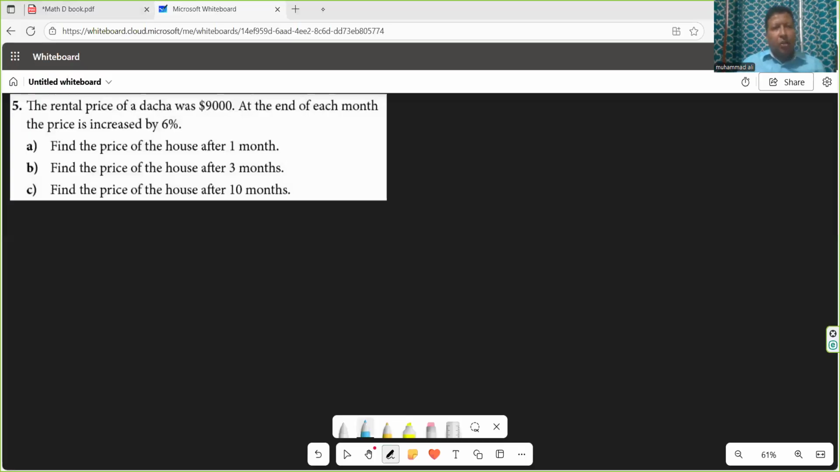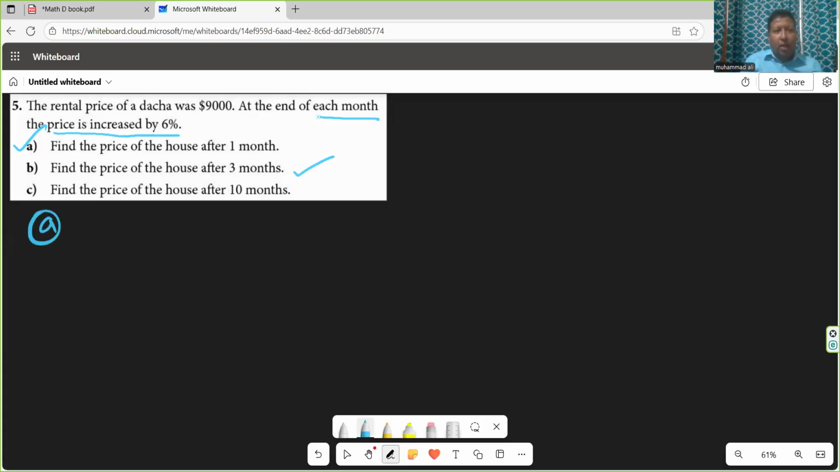The rental price of a house was $9,000. At the end of each month, the price is increased by 6%. One thing is very important here: the rate of interest is counted each month, per month. Number A, find the price of the house after 1 month. Number B, after 3 months. Number C, after 10 months.